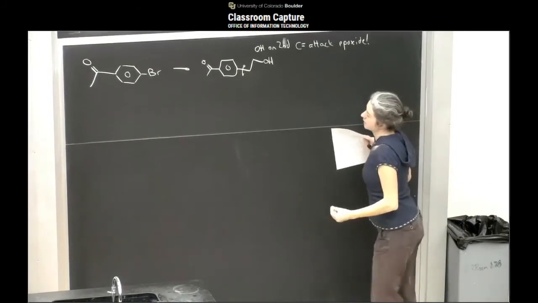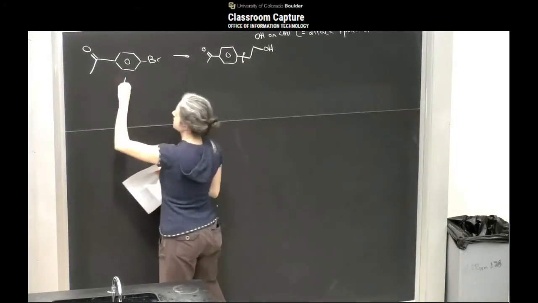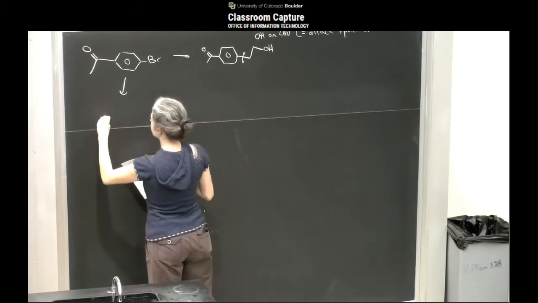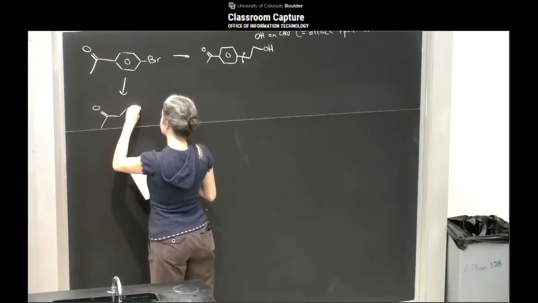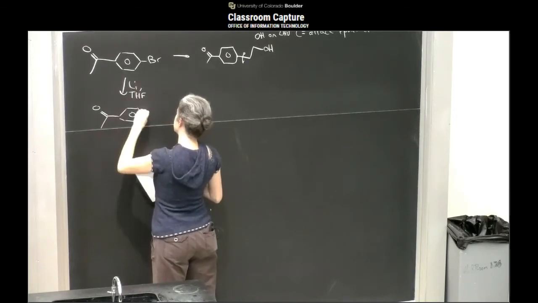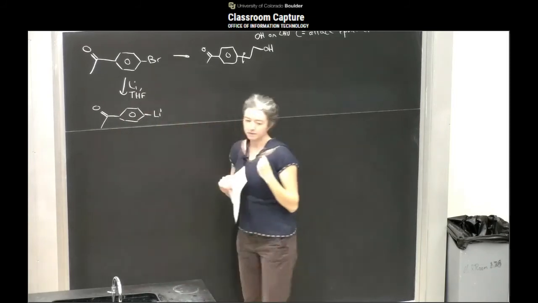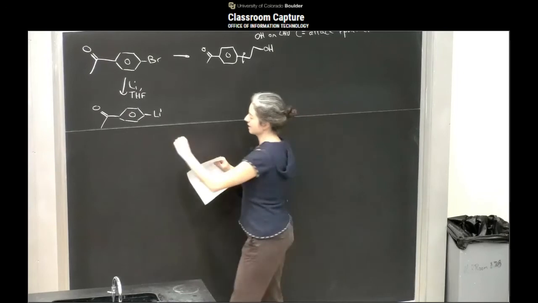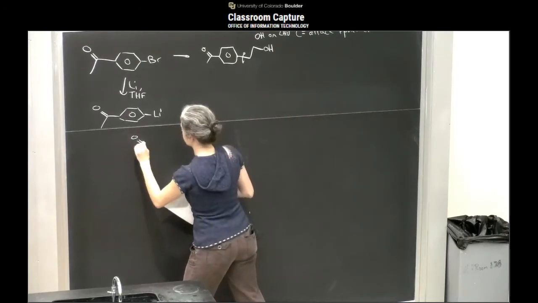Okay, cool. So let's attack an epoxide. I'm going to take this, make it into something that can attack an epoxide. So why don't I just make the organolithium, lithium THF? What's going to go wrong? Exactly, yeah. This thing is just going straight in as soon as it forms.